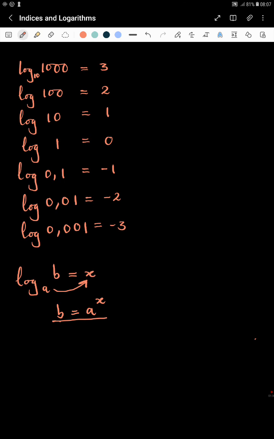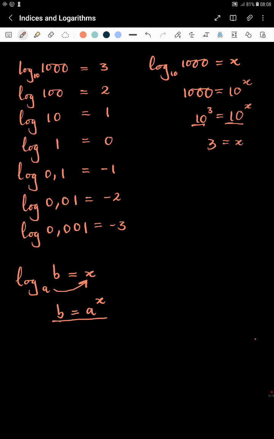So here if we calculate this one, you say log to the base of 10 of 1000 is equal to x. The next stage here would be 1000 is equal to 10 raised to the power x, and 1000 is equal to 10 to the power 3, which is equal to 10 to the power x. Since the bases are the same, 3 will be equal to x. So that's the same concept that we are applying on all these numbers, and that's how we are getting these values.